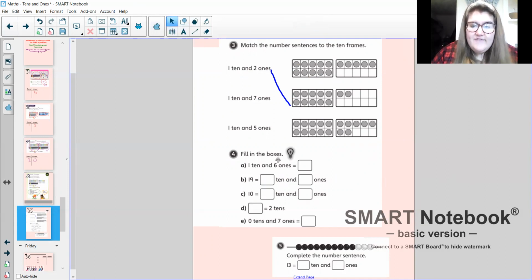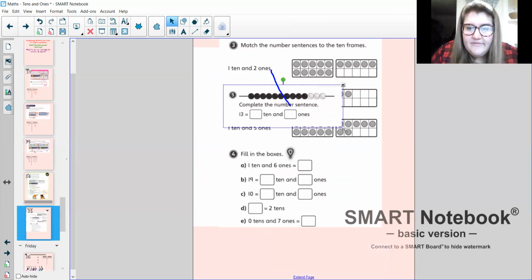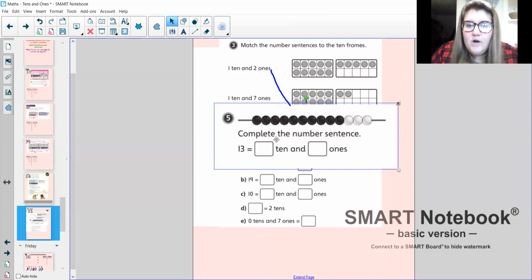Question 4, fill in the boxes. 1 10 and 6 1s is equal to what? What value, okay, what number would go in there? 19 is equal to how many 10s and how many 1s? And so on. And then this last question, complete the number sentence. 13 is equal to how many 10s and how many 1s?